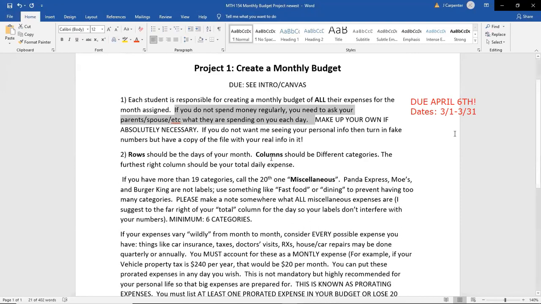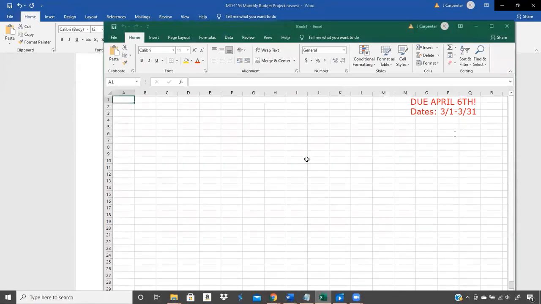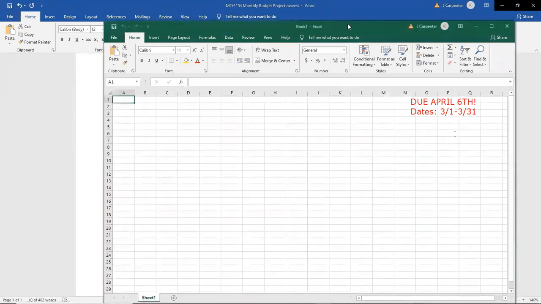Rows should be the days of your month. Columns should be your different categories. The furthest right column should be your total daily expense. Now remember, rows are horizontal, columns are vertical. You have to get this right. Every semester I get maybe 1, maybe 2 students who get this wrong, and you get punished in the point department because of that. So row 1, row 2, row 3, row 4, row 5, row 6, column A, column B, column C, column D.